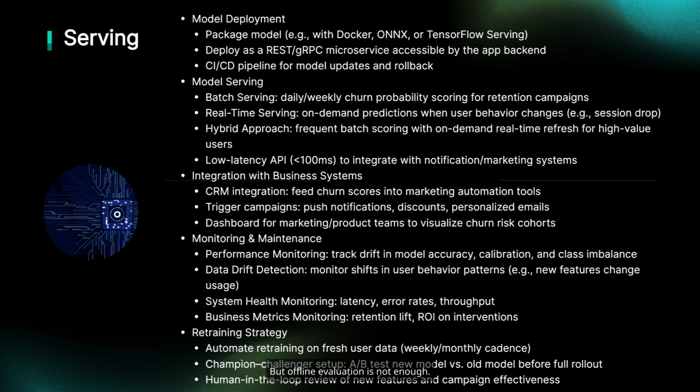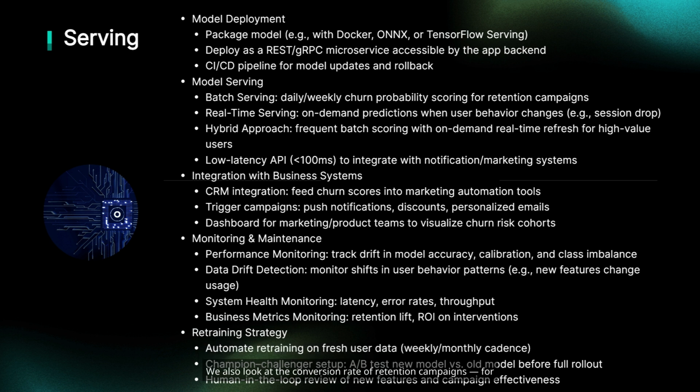But offline evaluation is not enough. Online A/B testing measures real-world outcomes. The key metric is retention lift, how much lower churn is in the group where interventions are guided by the model compared to a control group. Secondary metrics include engagement, like DAU/WAU/MAU ratios, or average session frequency, and revenue impacts, such as increased lifetime value or higher subscription renewals.